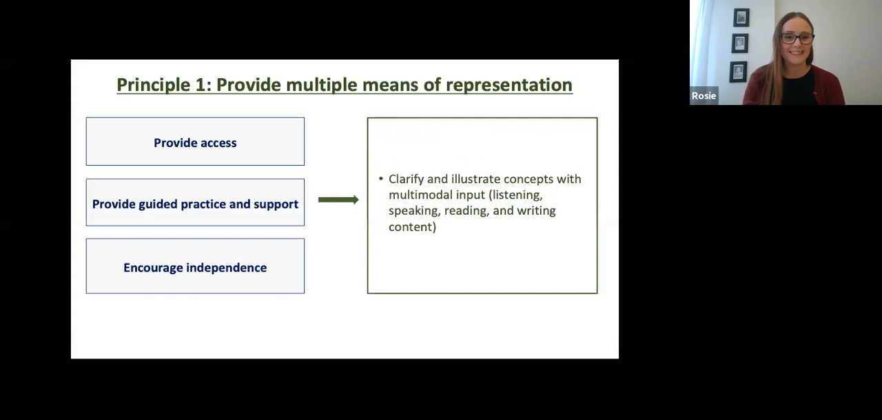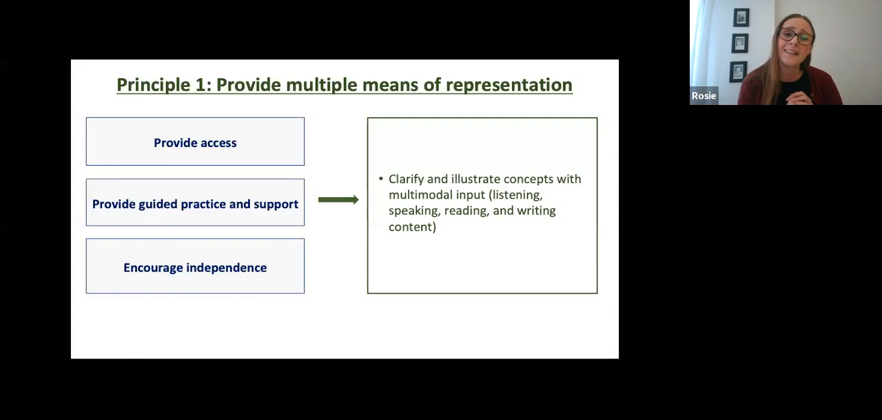Perfect. So we need to think about how to clarify and illustrate concepts with multimodal input. What do I mean by multimodal input? Well, this kind of goes back to what we were just talking about. It's combining listening and speaking, reading and writing together, right? Not so it's as overwhelming as what we just had in that activity, but where they can really start seeing things. So we could talk about if we have kinesthetic learners or learners who like to move through the actions, how can we also have physical movement in our classroom? How can we get them engaged more with the material in more than one way?